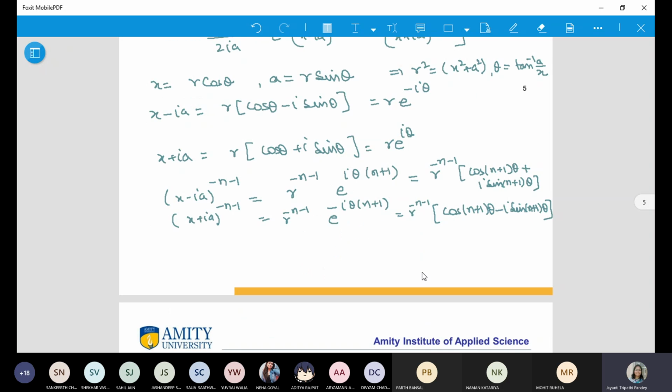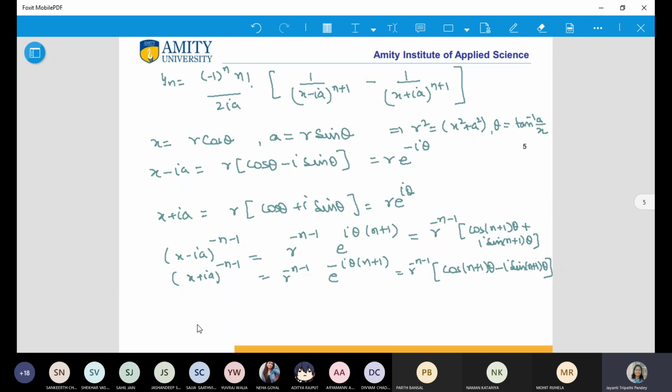Is this okay? Now we will be using this in the answer and see what you are getting. I'm using different colors so that you can see it more clearly. This implies yn is minus 1 to the power n factorial n upon 2ia.